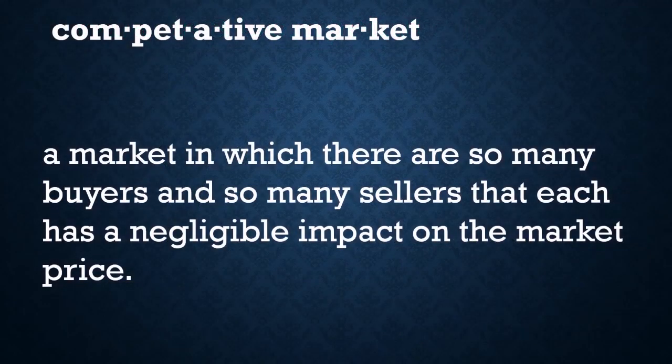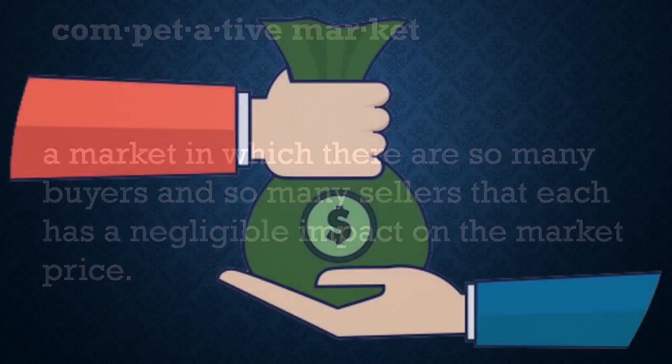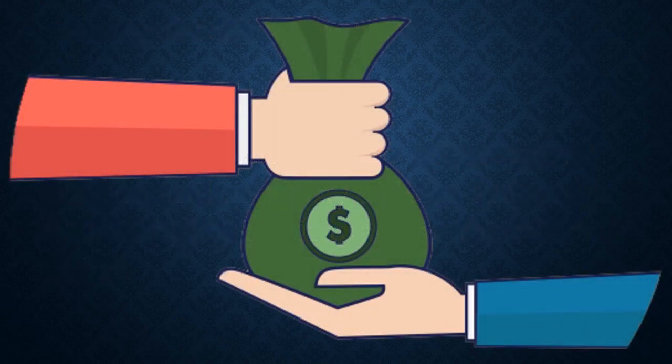A competitive market is a market in which there are so many buyers and so many sellers that each has a negligible impact on the market price. That is to say, each buyer knows that there are several sellers from which to choose. Sellers know that each buyer purchases only a small amount of the total amount sold. And for the purpose of this lesson, we're going to assume that markets are perfectly competitive.